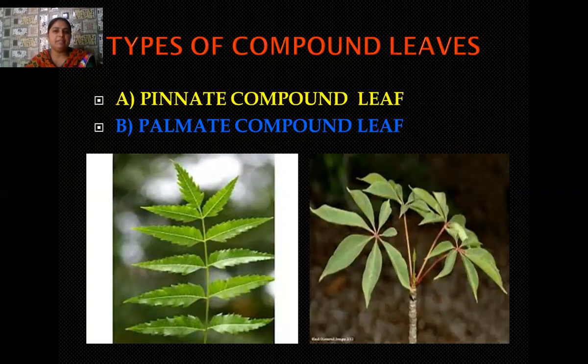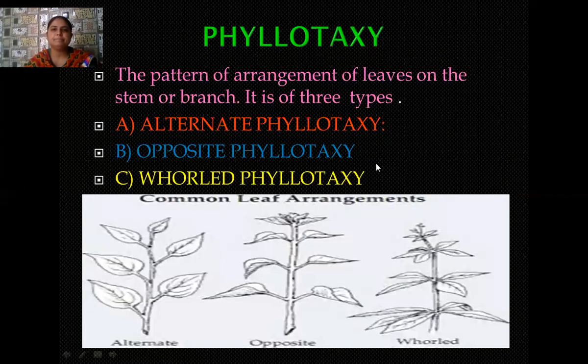So here the picture is visible to you. See, first is a case of pinnate compound leaf, and the other is palmate compound leaf. This is the leaf that is found in case of a neem tree. Here, the portion of the midrib on which leaflets arrange themselves is generally known as the rachis. And here, a bunch of leaflets arise from the tip of the petiole, and this is the leaf of the cotton plant. So it is an example of palmate compound.